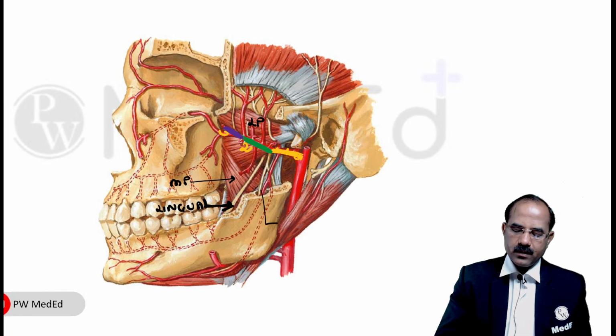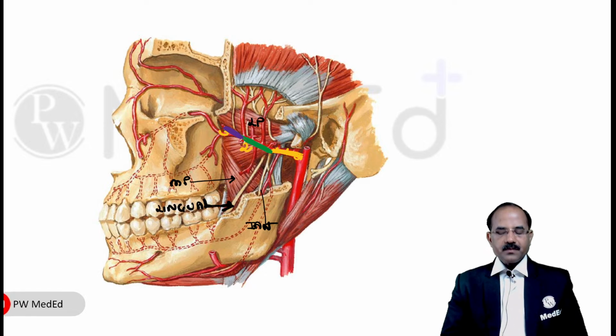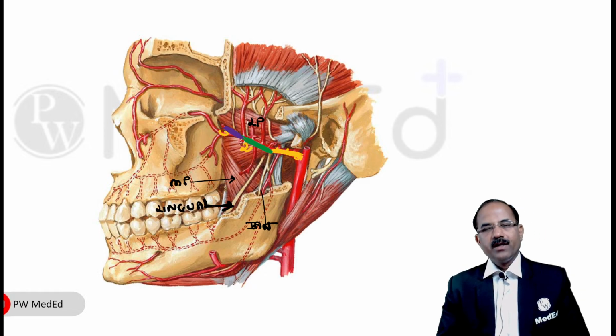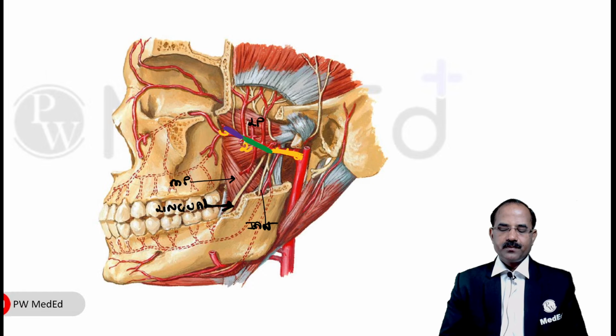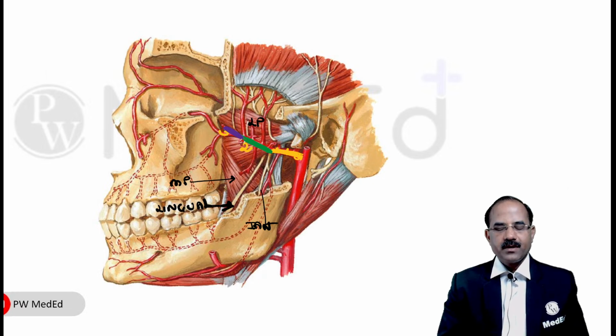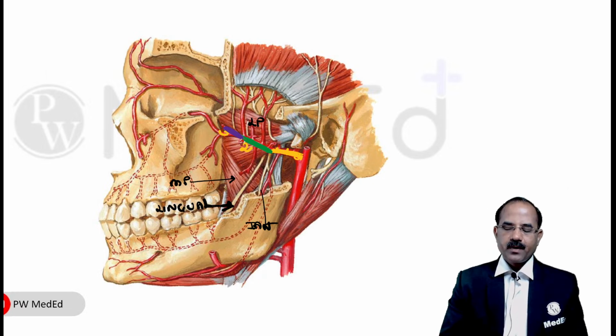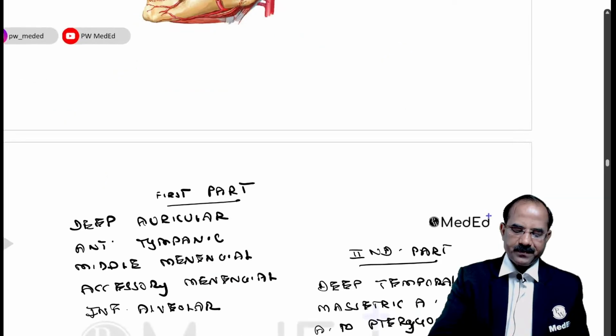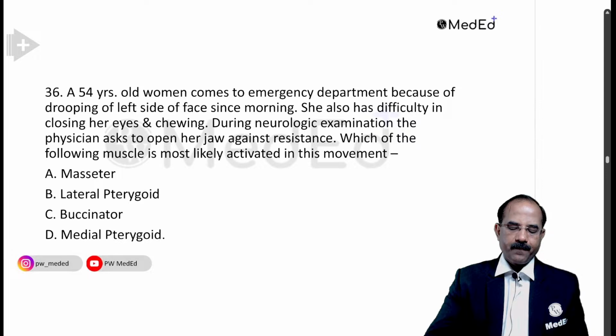And what is this nerve? That's the inferior alveolar. Okay, lingual nerve and inferior alveolar. Perfect. This is clear to all of you. Just remember the slides. Coming to the next MCQ.